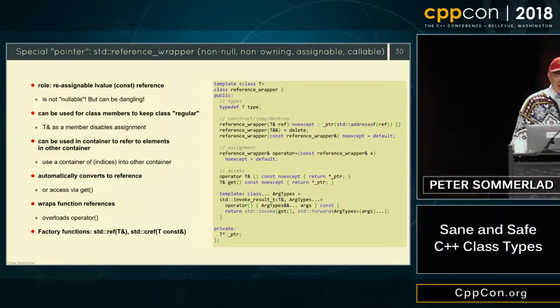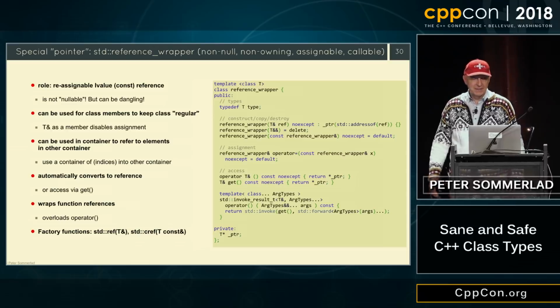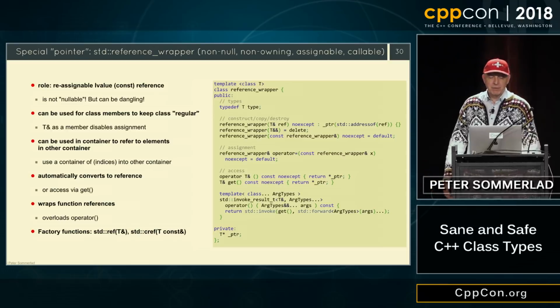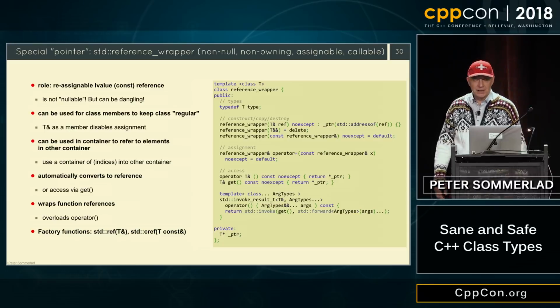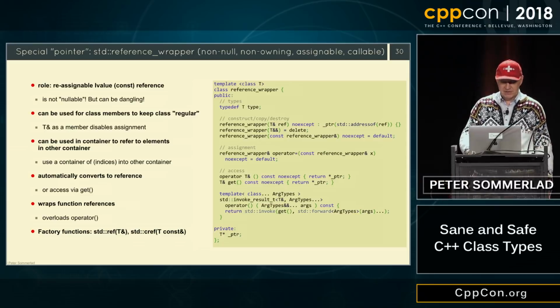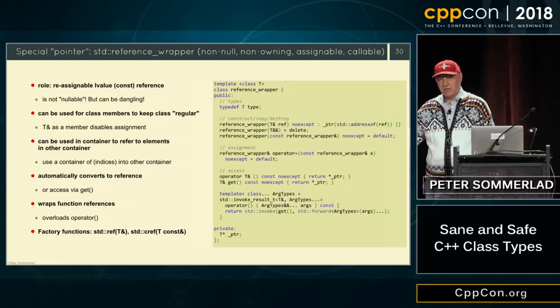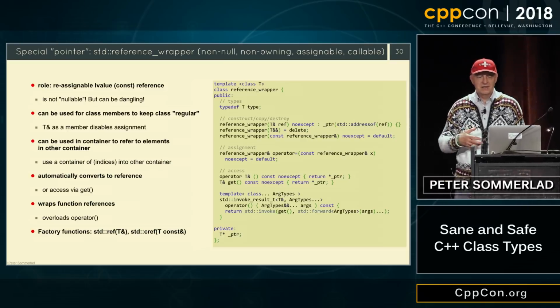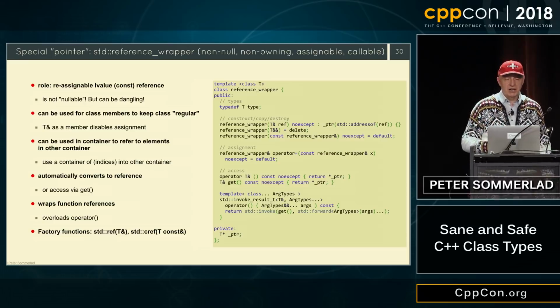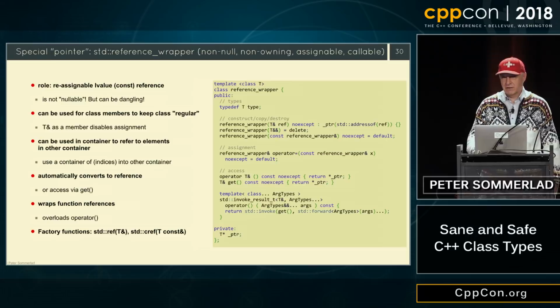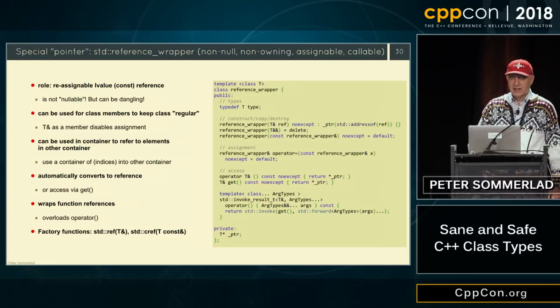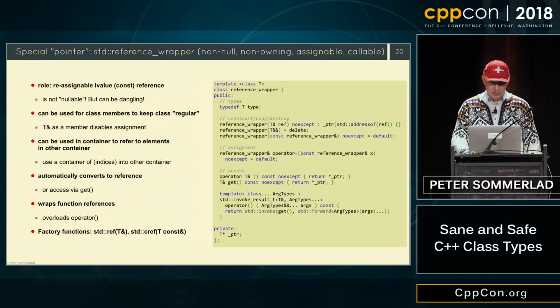It's used in the standard library. It was invented for bind. It has some nice properties. Some people say it has ugly properties, but it's sometimes useful in generic code to pass around. It lets you keep classes that hold a reference that cannot be null and still make them regular by making them assignable. Because you cannot reset a reference member, but you can reset a reference wrapper member.